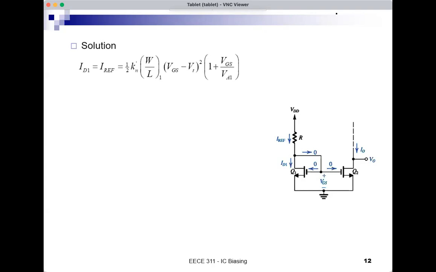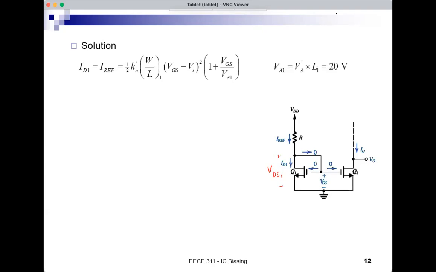But what is VDS1? VDS1 is here, and this is exactly equal to VGS. So this is VDS1. And because of the short circuit, this is equal to VGS. So VDS1 is VGS. And this is what we have here, VGS. Now, I'm given that IRF is 100 micro. That's given. And I have the other quantities.